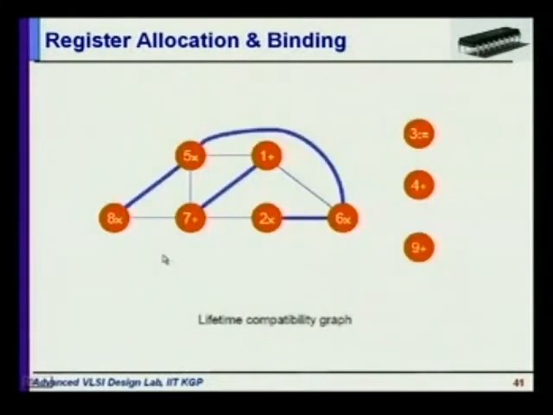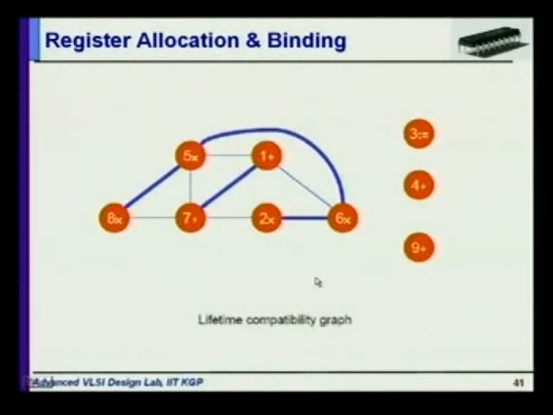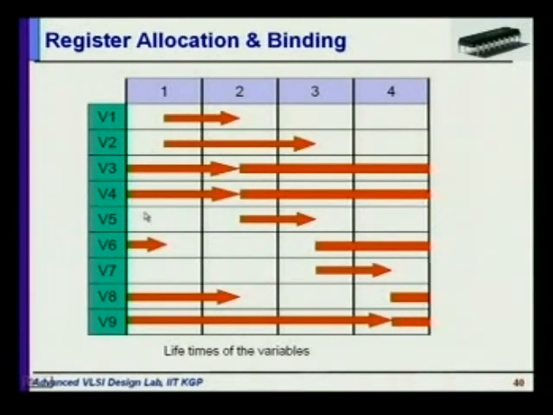Then again you can construct the conflict graph, or maybe the compatibility graph. If their lifetimes overlap, that means they cannot be mapped to the same register. Like V4 and V6 cannot be mapped to the same register because at the same time they are live in your design, but you can map V6 and V7 into the same register. So again you can construct the conflict graph between these variables from their lifetime information, or alternatively you can construct the compatibility graph from their lifetimes.